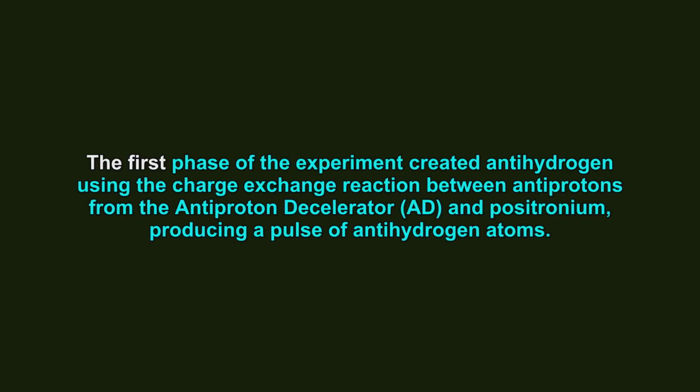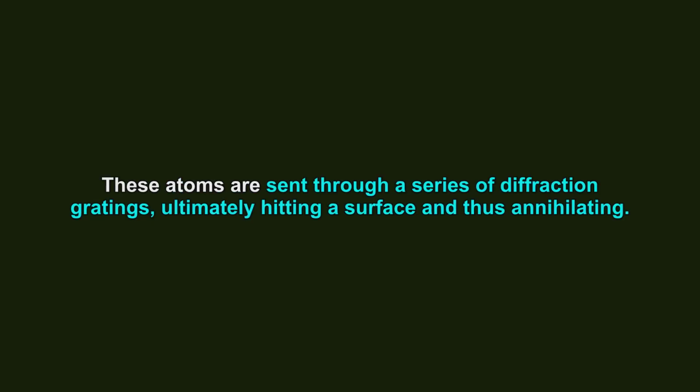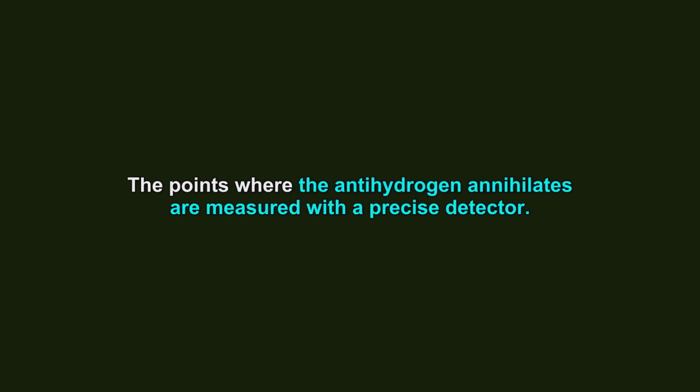The first phase of the experiment created antihydrogen using the charge exchange reaction between antiprotons from the Antiproton Decelerator, AD, and positronium, producing a pulse of antihydrogen atoms. These atoms are sent through a series of diffraction gratings, ultimately hitting a surface and thus annihilating. The points where the antihydrogen annihilates are measured with a precise detector.